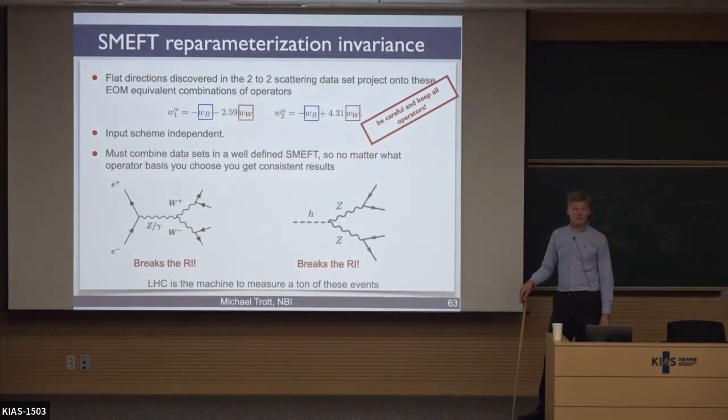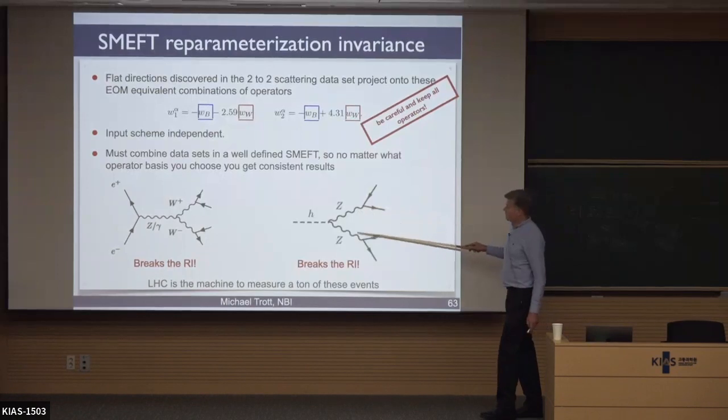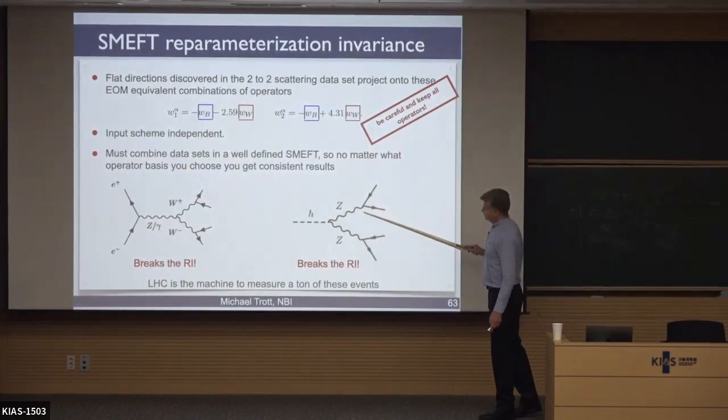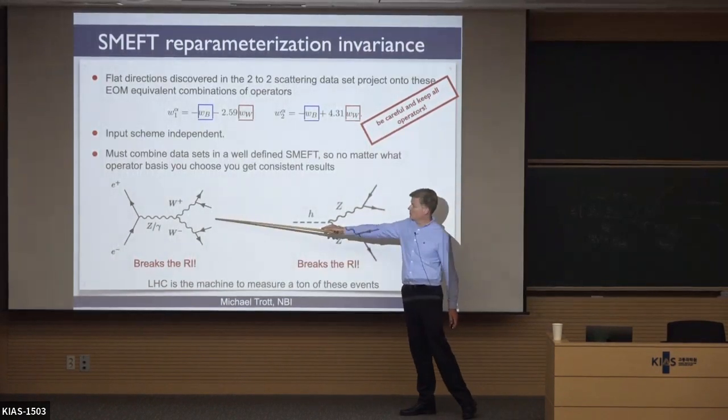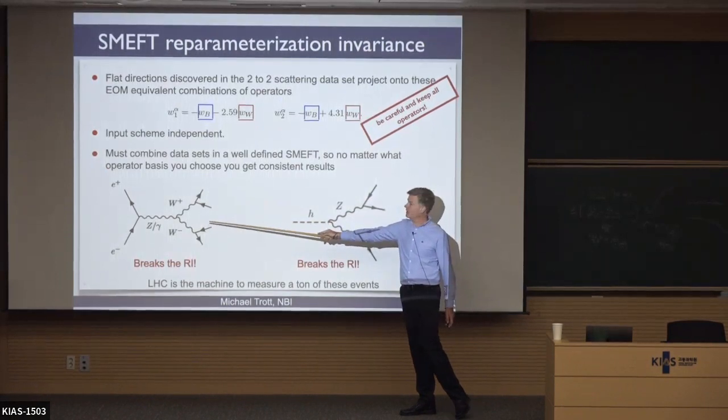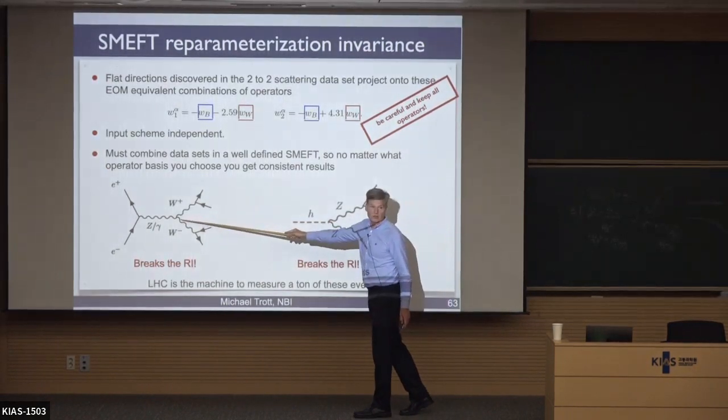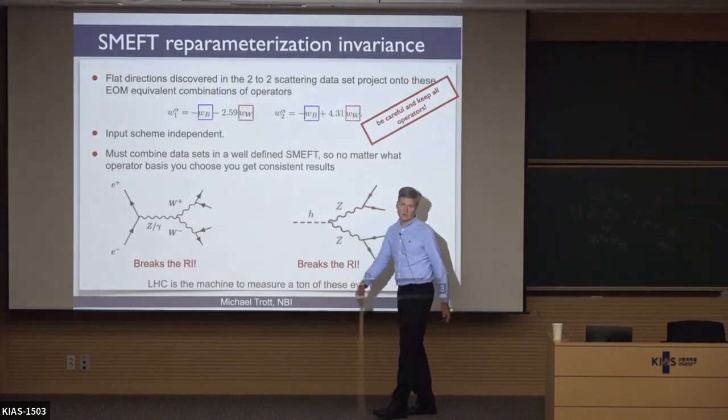Now, how do you break this? You break this by either doing Higgs measurements where you have these sorts of couplings around, which breaks this reparameterization, or you basically do 2 to 4 scattering. And people knew historically this lifts the flat directions, and it lifts the flat directions because it breaks this rescaling argument because of this vertex. That's why it works.